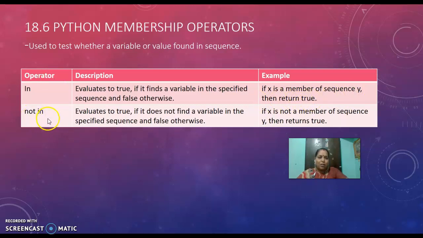Another operator, not in, will return the value true if the value is not a member of that particular sequence.